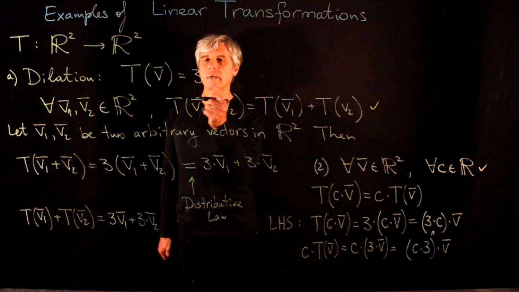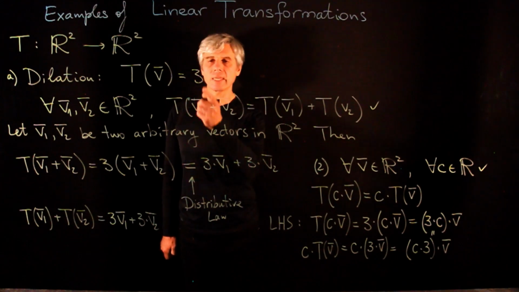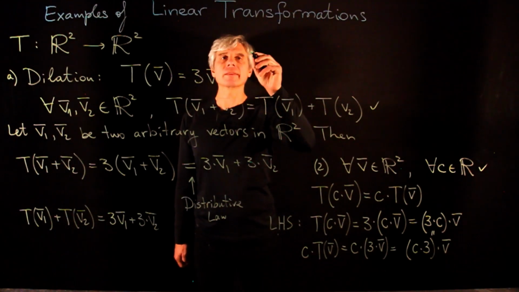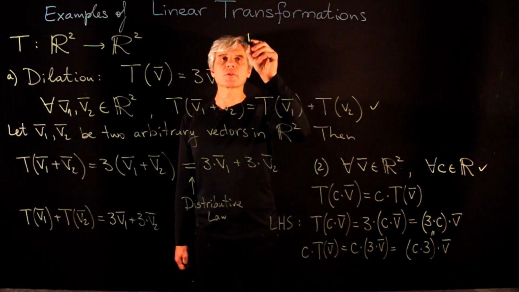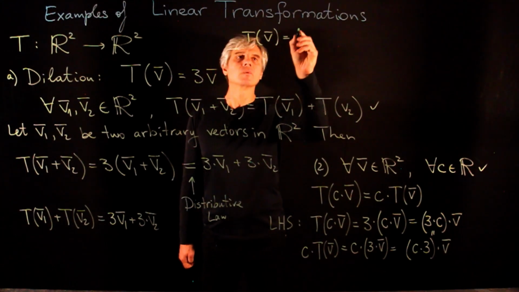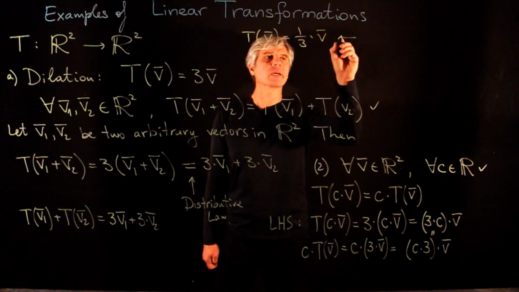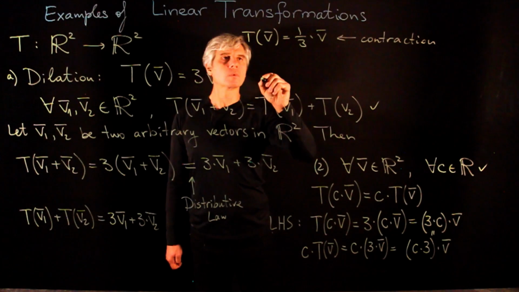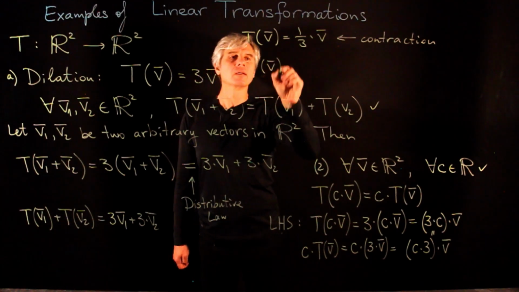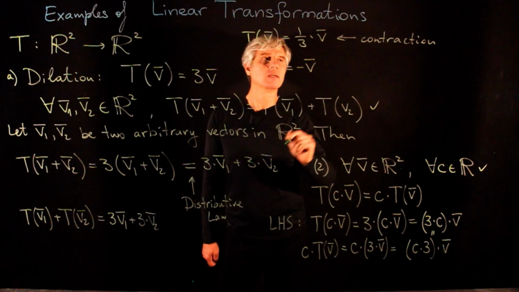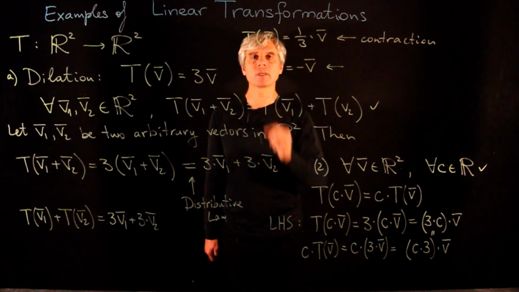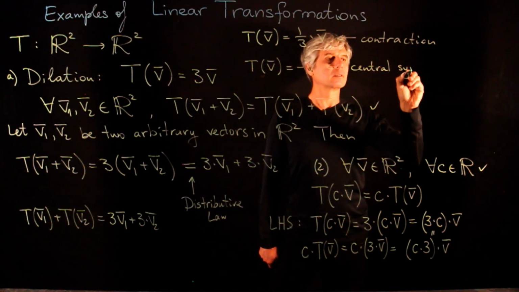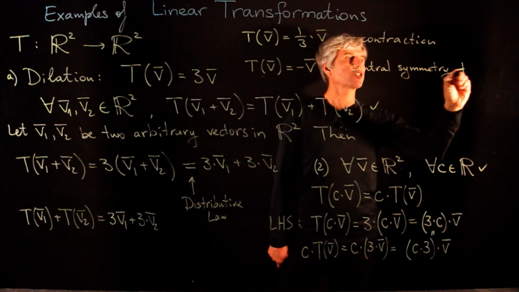It's clear that here we can replace this constant 3 with any other constant, for example 2 or 5. Or we can consider the transformation T of V equal to 1/3 times V, which will be a contraction. Or we can consider T of V equal to minus V. This flips each vector, so this is sometimes called a central symmetry transformation.